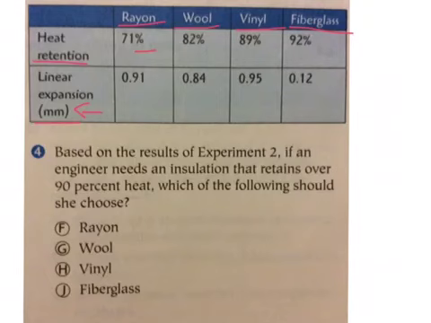Well, they're asking us for a material that retains over 90% heat. I don't need to know what rayon or wool or vinyl is. It doesn't ask anything about linear expansion, right? Even if it did, I don't need to know, I just need to see the numbers. So let's take a look. Over 90% heat. Well, rayon is 71%, so that's not it. Wool is 82%, that's not it. Vinyl is 89%, that's not it. I'm left with fiberglass at 92%. That is the only option above 90%. So hopefully you answered letter J, fiberglass.